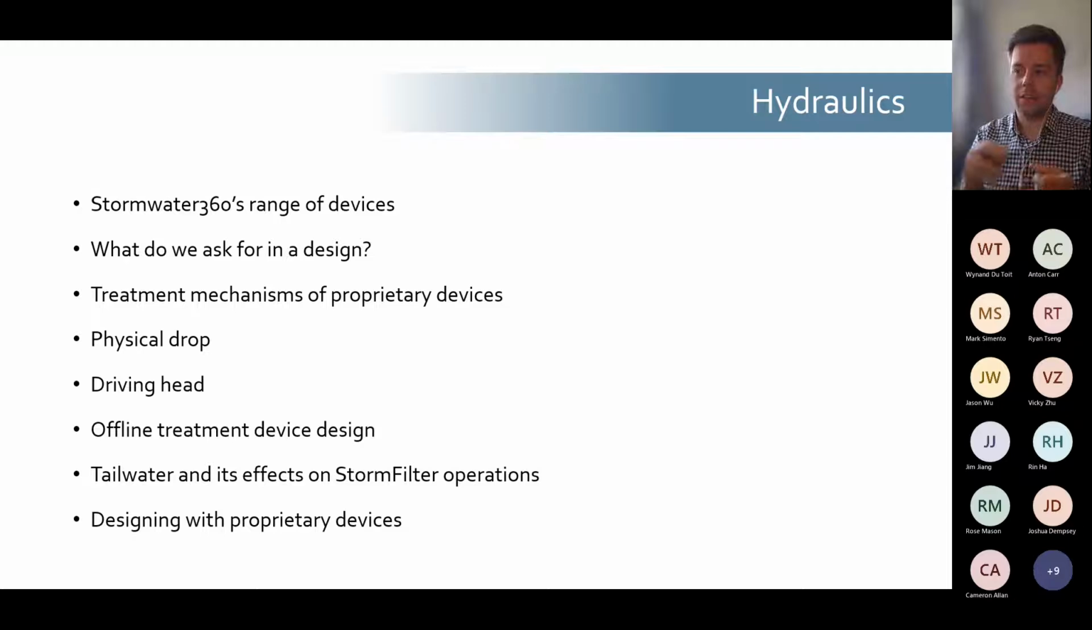We're then going to look at physical drop, the definition of physical drop, the definition of driving head, why offline treatment design is best practice, and what implications using offline treatment design has on hydraulics. Then we'll look at tailwater and downstream water levels and their effect on specifically StormFilter operations, but others as well. And then a quick summary of designing with proprietary devices, what we look at and what we ask for.